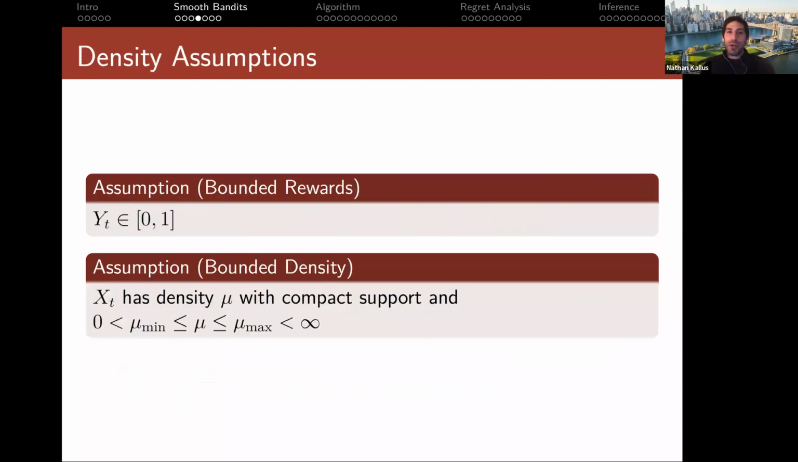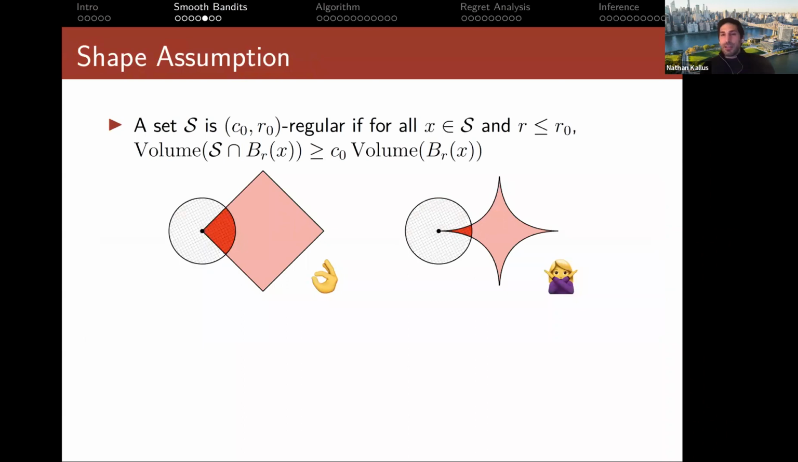We're also going to make some regularity assumptions, which were also made in those other examples I talked about in the beginning. So we're going to assume that the rewards are bounded. Might as well assume they're in 0, 1. And we're going to assume that the covariate distribution has a density with compact support. And on this compact support, it's bounded away from 0 and infinity. The next assumption that we are going to need to make is a bit more involved. So first I have to introduce a definition.